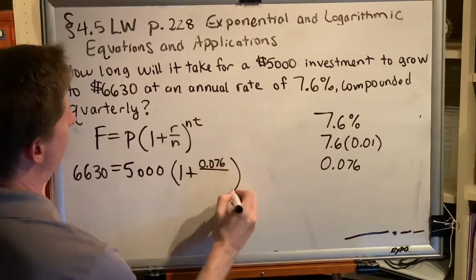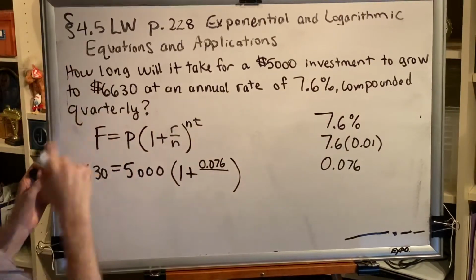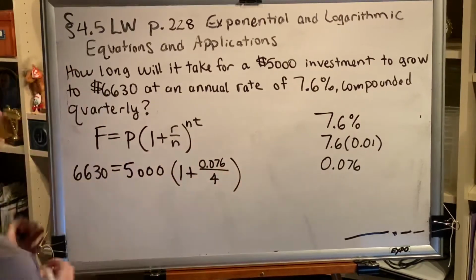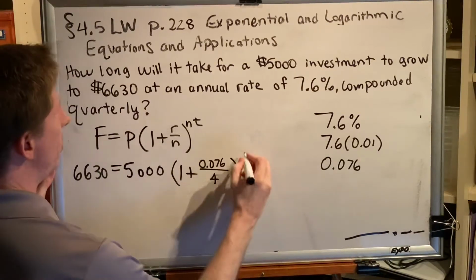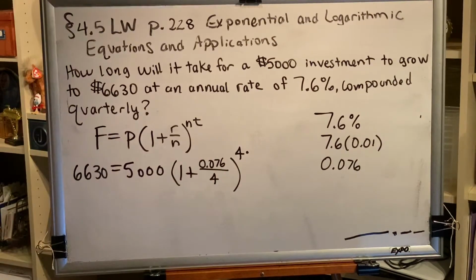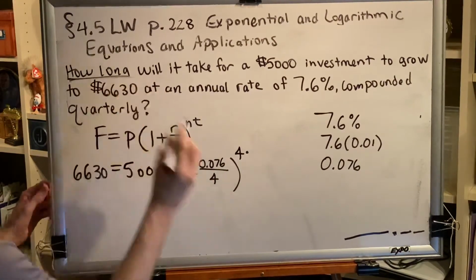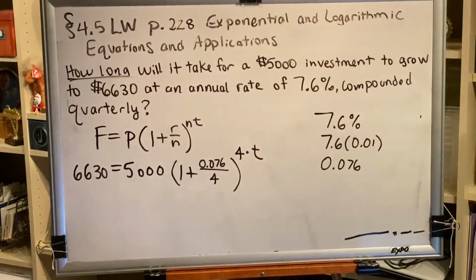So this is 0.076 divided by N. It says compounded quarterly. There are 4 quarters in a year, and N will be 4. N times T is going to be N, which is 4, times T, which we don't know, because the question says how long. We're being asked to solve for the value of the variable T. Okay, we have everything we need right now to solve the problem.